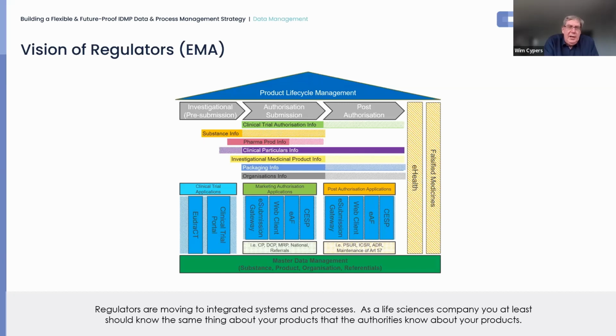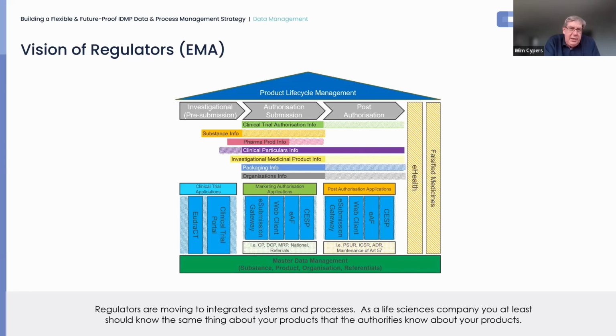So the overall strategy depicted here by the EMA was to use an international standard like ISO-IDMP around products, and to make sure it is used across the board in all of those domains. So that you can link every aspect, whether it's a clinical trial, a batch, or a marketing authorization, back to a common definition of a product.